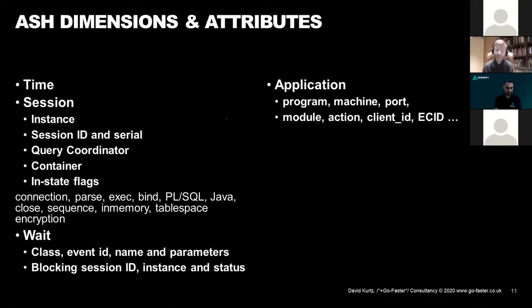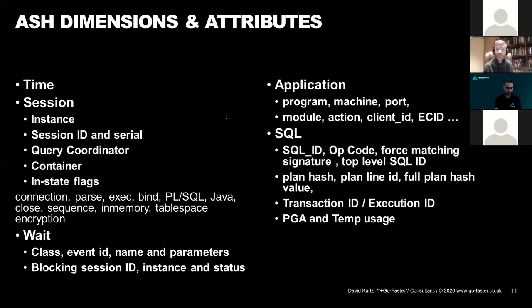A couple of other columns, you get client ID and ECID, the execution context ID, which can be useful with Java applications. You get the Java thread ID, and it maps down to the SQL that was submitted by that thread, so you can marry the two up. You get information about the SQL, the execution plan, the line in the plan, whether it's in a transaction, the execution ID. You get information about PGA and TEMP usage. Lots of things that you can slice and dice your data by, and you'll see examples of that coming. You also get an object ID, file ID, block and row number now.